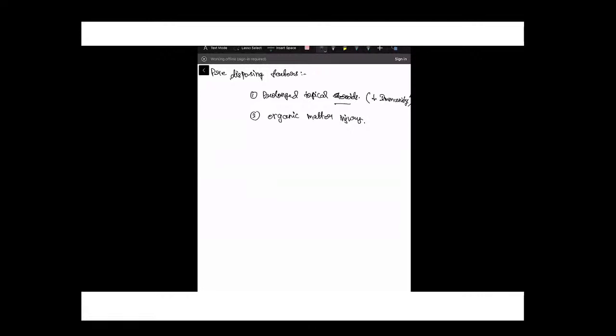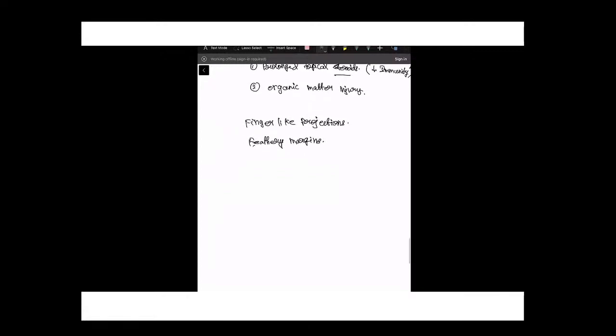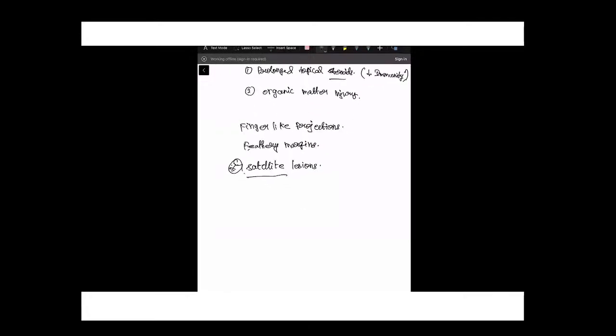And the image is going to give you finger-like projections, feathery margins, and satellite lesions. The word satellite lesion is important here. They have asked the question just as a one-liner: satellite lesions are seen in which type of ulcer?